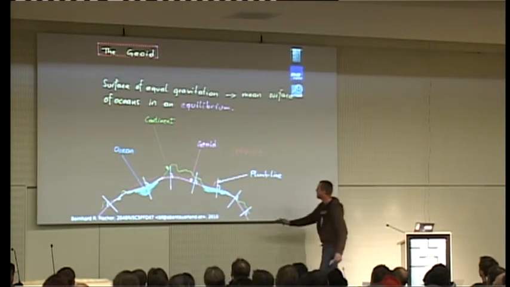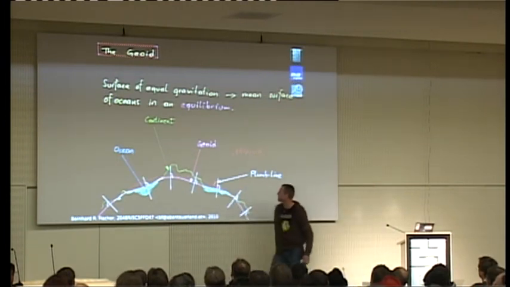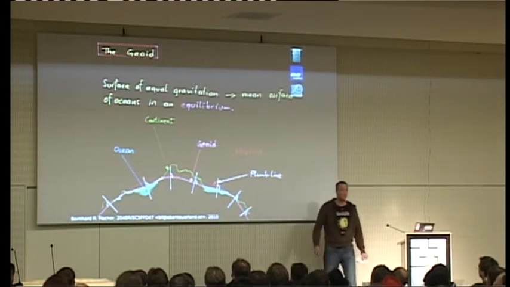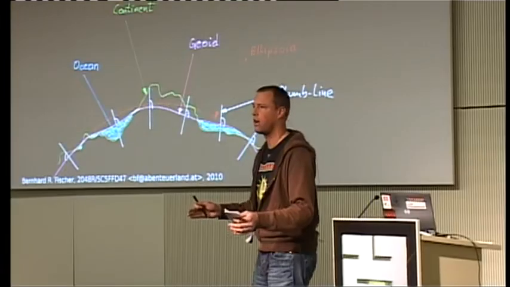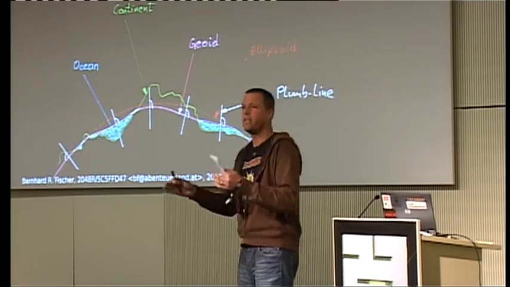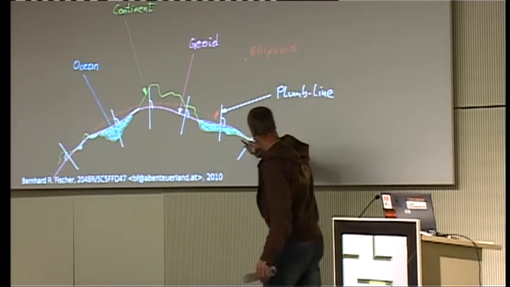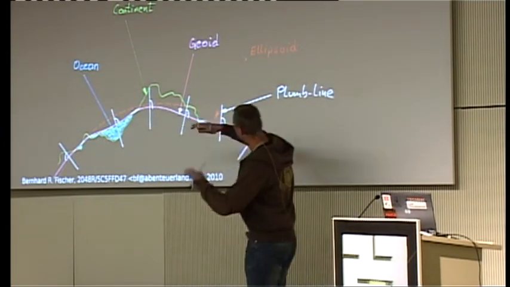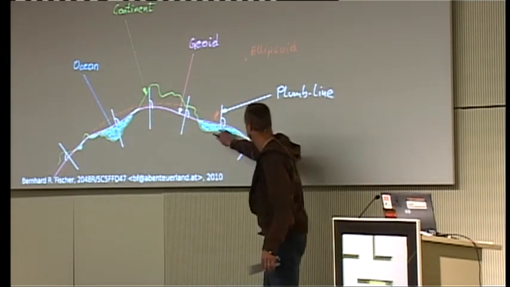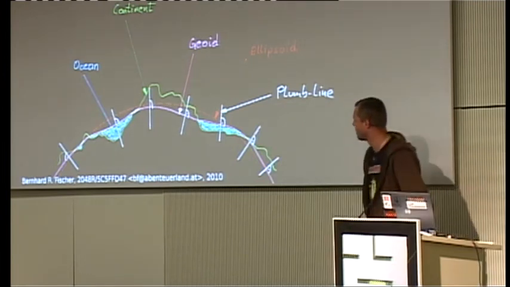Then we have this dashed red line, which is the ellipsoid. The ellipsoid is the mathematical model of what it roughly looks like, okay? And then the green line here is the continent. We see the mountains and stuff like that. And the blue one is the ocean.